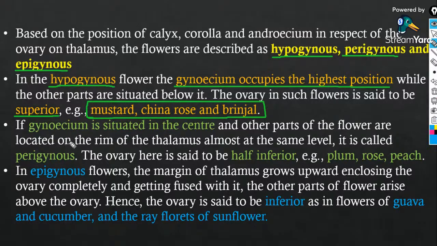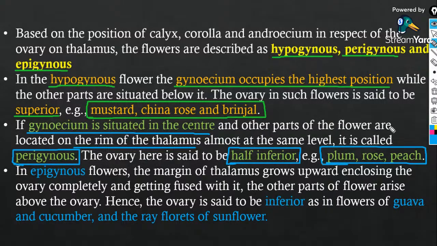Done, everybody? Yes. If the gynoecium is situated in the center and all other floral whorls are on the rim of the thalamus, you will call it the perigynous condition. The ovary is said to be half inferior. Examples are PRP, that is plum, rose, and peach. Here you can write MCB: mustard, China rose, and brinjal are examples of the hypogynous condition.